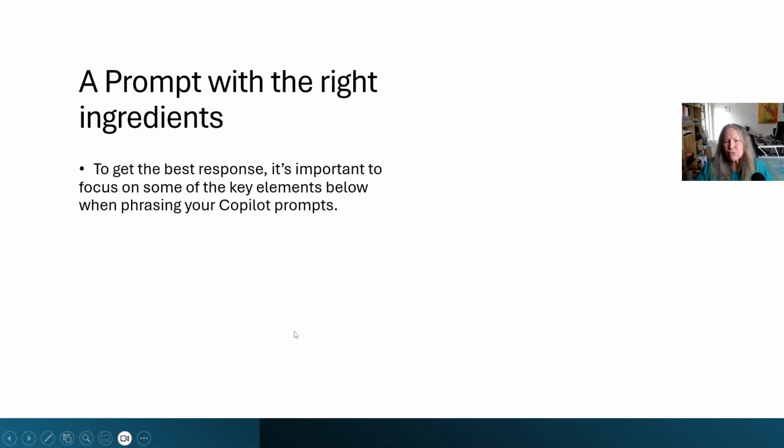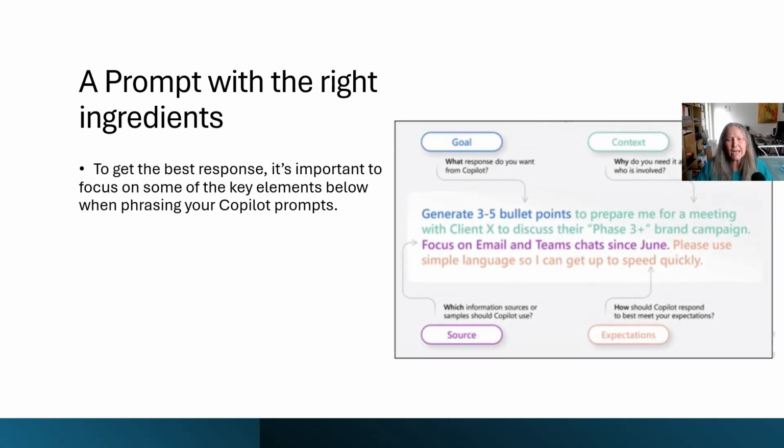So a prompt with the right ingredients is important to get the best response. It's important to focus on those key components and elements when phrasing your Copilot prompt. Here, for example, is your goal. What response do you want from Copilot? 3 to 4 bullet points. Your context. Why do you need it and who's involved? You need it for a meeting and client X or Sam is involved.